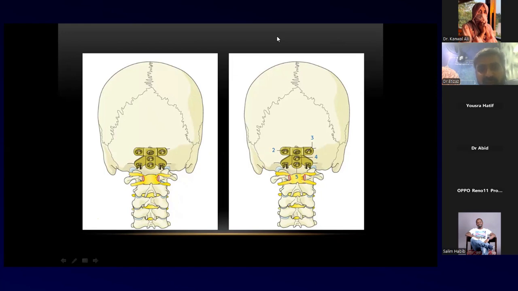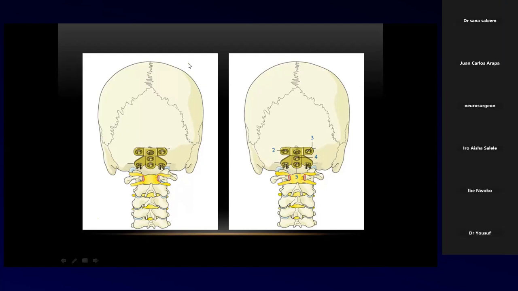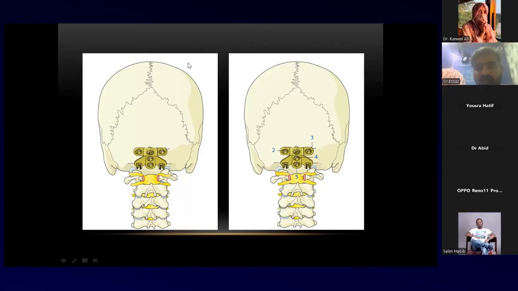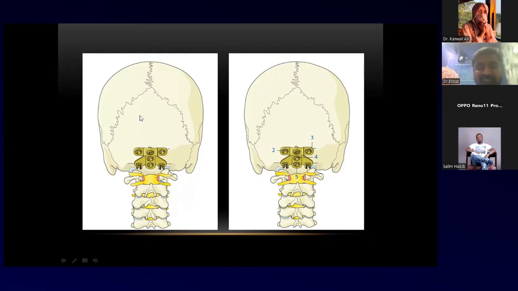Yes, please. What kind of a screw do you have to place in this one? Yes, a small cannulated screw. Dr. Salim Habib, you loved the cannulated screw, I think, and you love the cannulated screw as well.